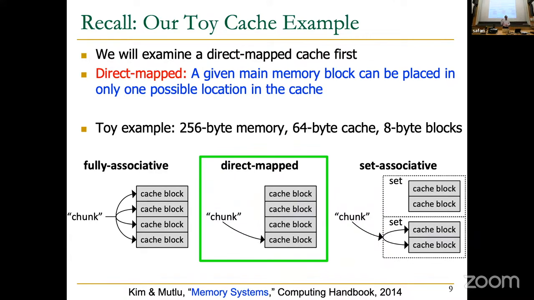But now let's go back to our toy cache example, because I want to cover some of the basic design decisions before we move further to more complex ones. Remember our toy cache example, we actually built a toy cache that was direct mapped. And you know what direct mapped is. Just to remind you, a given main memory block can be placed in only one possible location in the cache. And this was our representation of the direct-mapped cache.